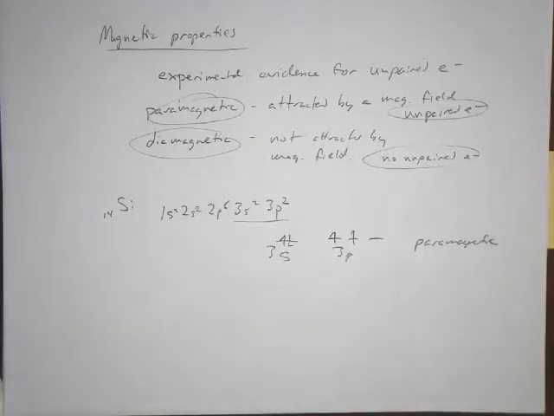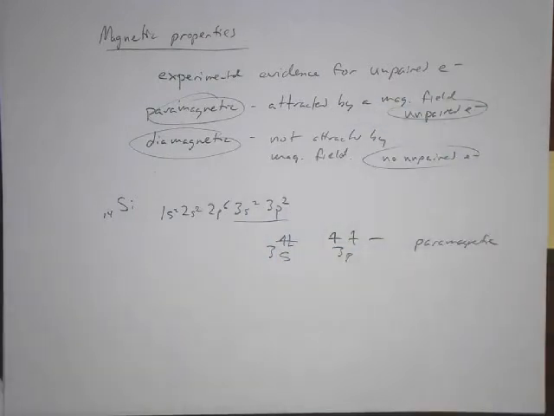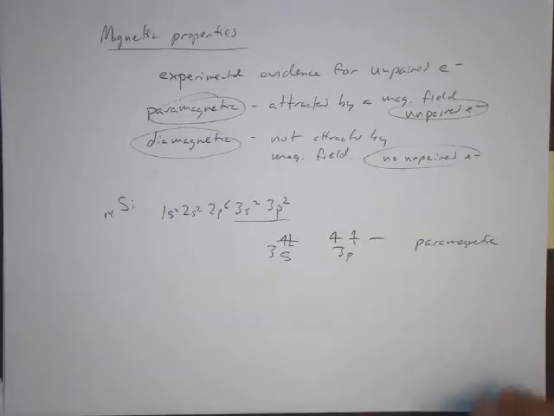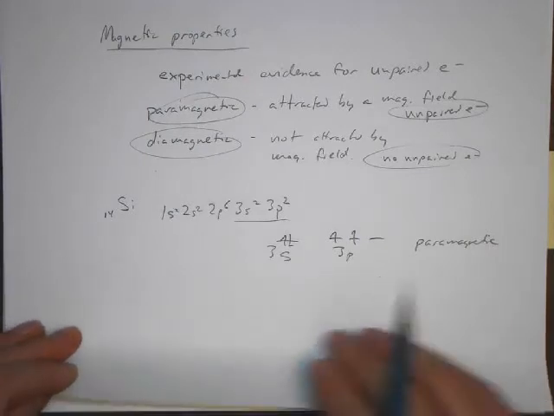So oftentimes it's really only necessary to look at the valence electrons to find out magnetic properties, or to figure out if something is paramagnetic or diamagnetic. All right, finally, let's look at one last topic with respect to electron configurations.